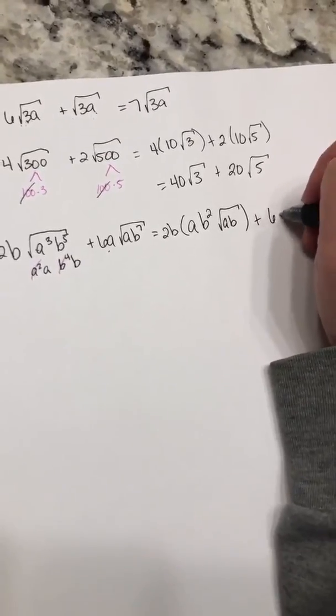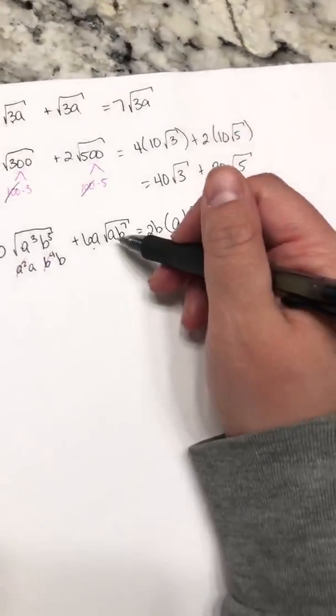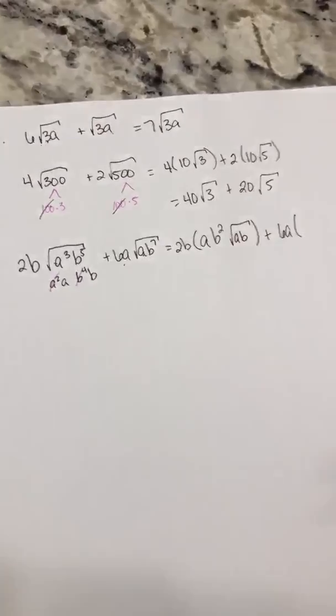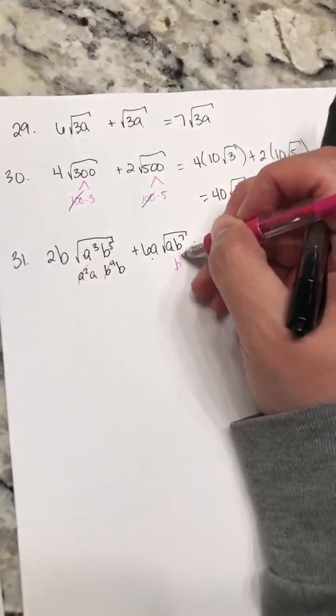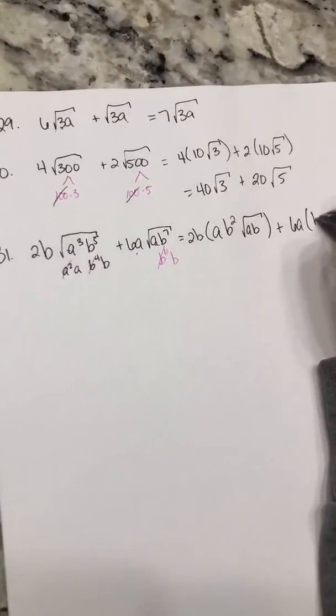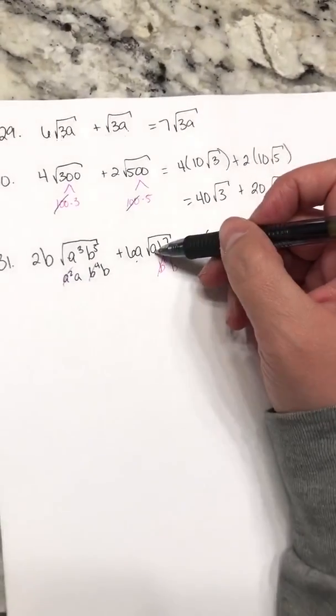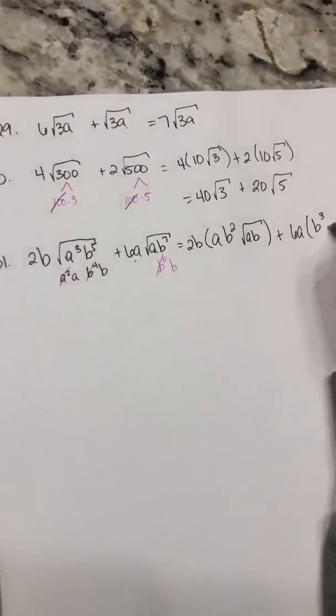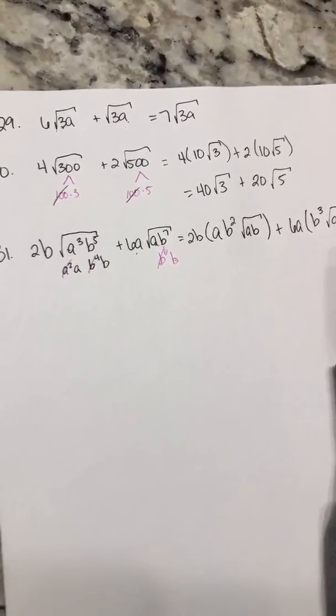Plus the 6a, again, I'm just going to multiply it there. A, I can't do anything with. B to the 7th, I can do b to the 6th times b. So this is b, 2 goes into 6 3 times. So I've got b cubed, and then I've got left an a and a b. So the square root of ab.